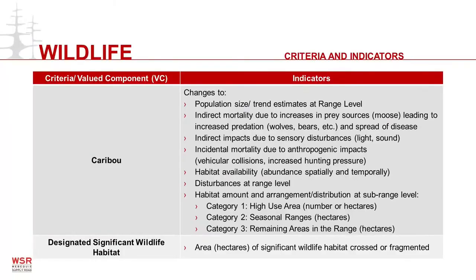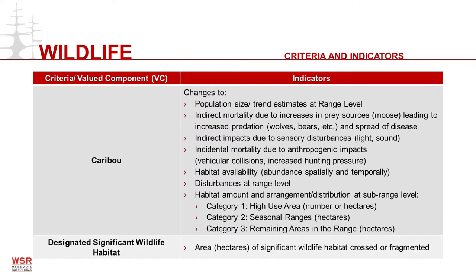Let's move now to the next slide and talk a little bit about caribou, for example. Some of the indicators for the valued component caribou could be population size or trend estimates. Again, similar to what we just talked about, indirect mortality due to increases in prey sources leading to higher levels of predation by wolves, bears, etc., or the spread of disease. Maybe light and sound that's created as a result of a project being built. Those might have indirect impacts on caribou.